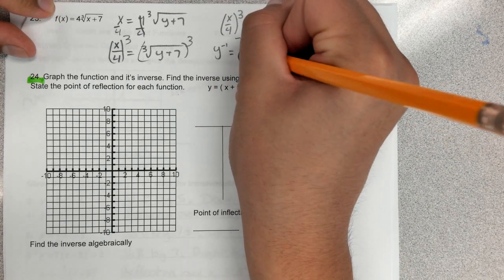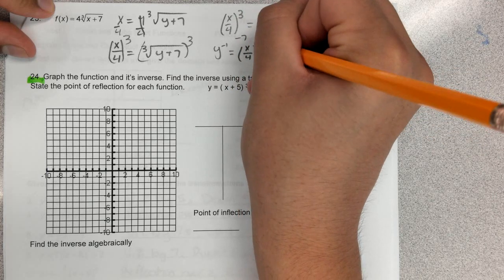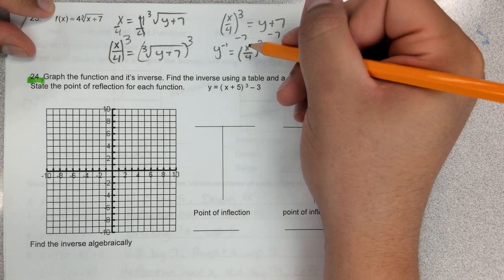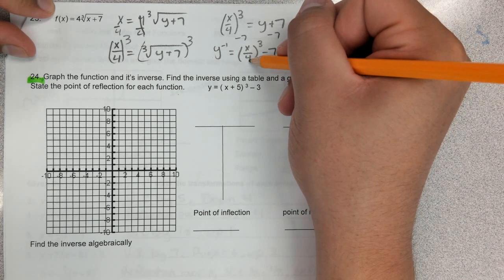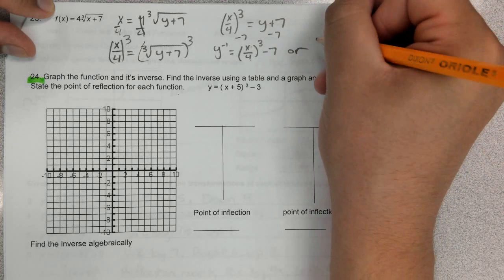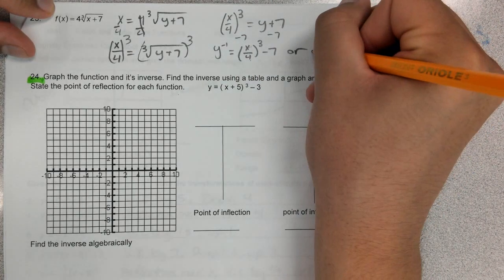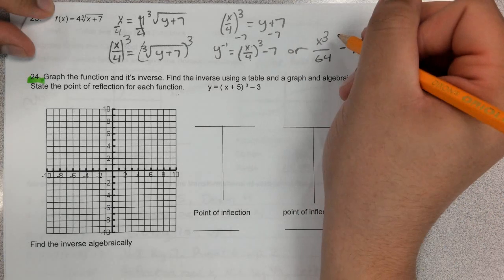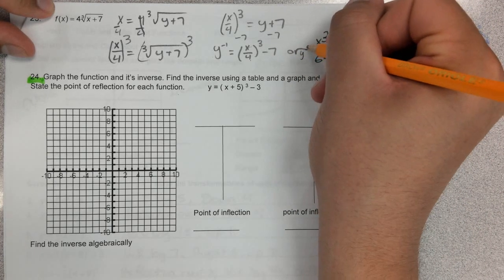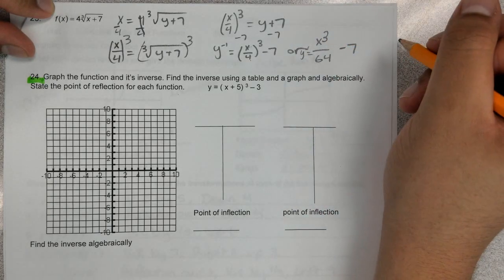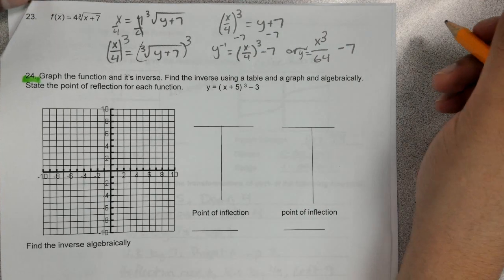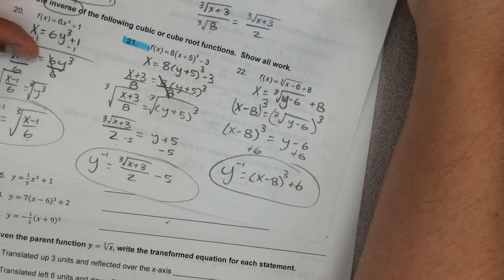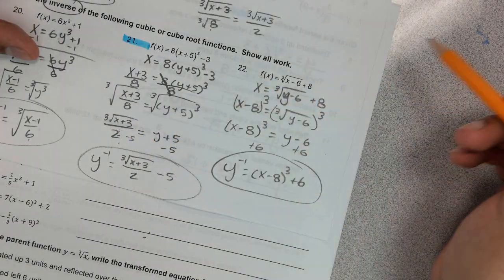Alright, so your answer could be left as x over 4 cubed minus 7. Or, again, this is a fraction. You could cube the numerator, cube the denominator. If I cube the x, we get x cubed. If I cube the 4, we get 64. And then minus 7. All right, so either one works for this one. But for the cube root one, like the one we did before on number 21, make sure you cube root that 8.